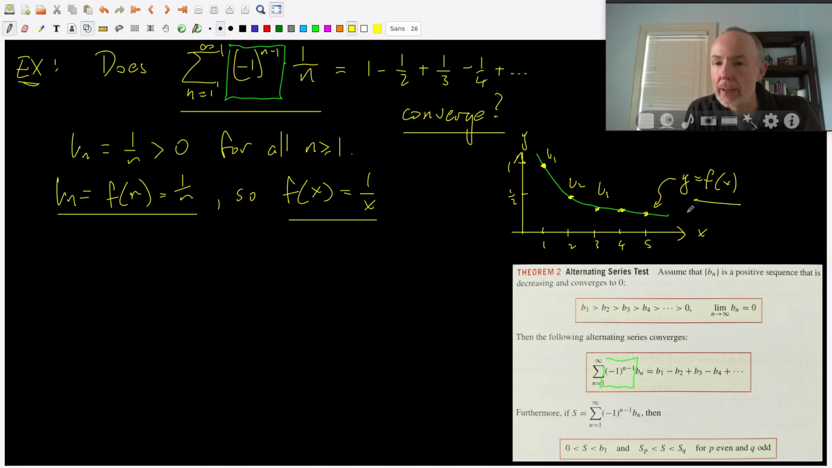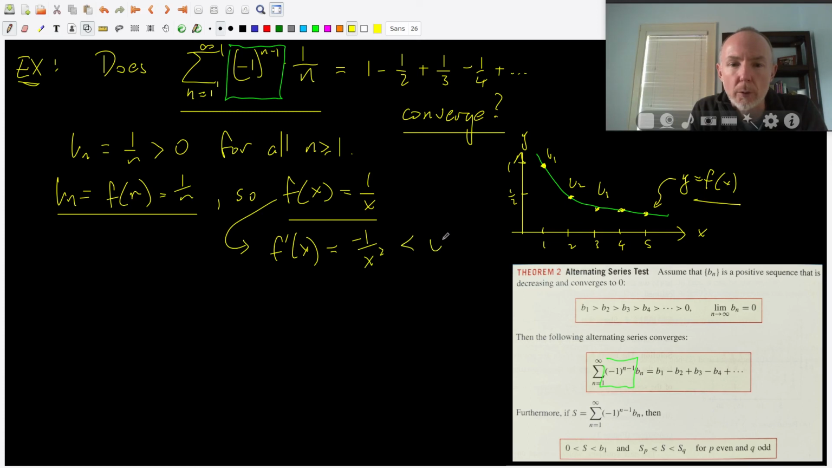So if I can show that the function's decreasing, then the values must be decreasing in the sequence. That's the idea here. And the derivative here is very straightforward. It's minus 1 over x squared. x squared is always positive, and so that's negative for all values of x bigger than 0, but we only care about greater than or equal to 1, right?